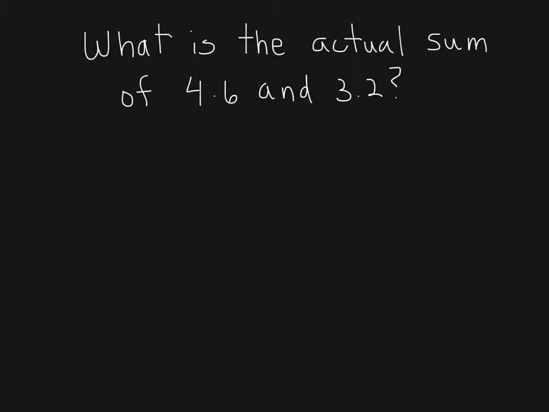Now we're going to find the actual sum of 4 and 6/10 and 3 and 2/10. So we're going to add again, but instead this actual means no, we are not estimating. We want to find the exact sum of 4 and 6/10 and 3 and 2/10. So I'd like you to go ahead and you can use a place value chart. You can use a standard algorithm, whatever works for you. Turn the video off for a minute, add them up, turn it back on when you're ready to check yourself and see how to do it.